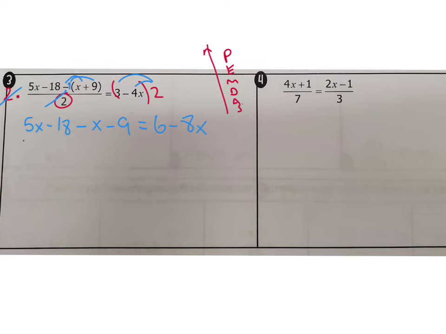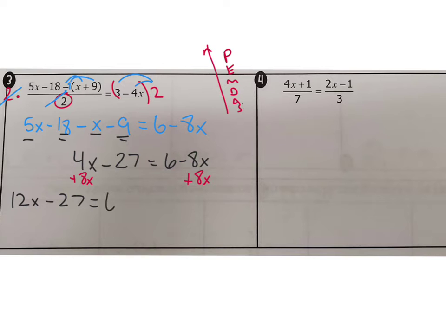Now I'm going to combine like terms on the left, so I have 5x and -x, that is 4x. -18 minus 9 is minus 27, equals 6 minus 8x. I still have 2 x's, so I'm not ready to solve yet. I'm going to add 8x to both sides because it is the smaller of the 2 x's. So I end up with 12x minus 27 equals 6.